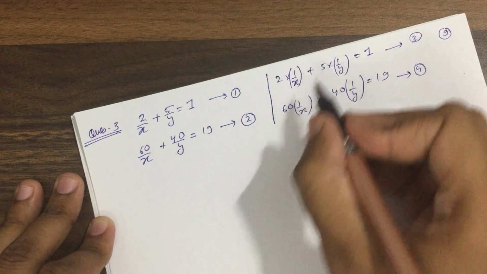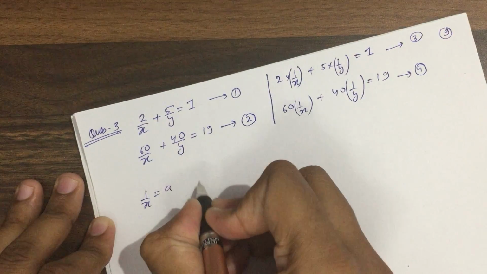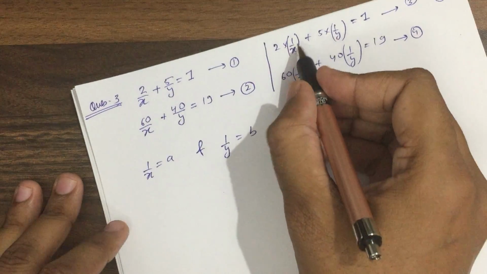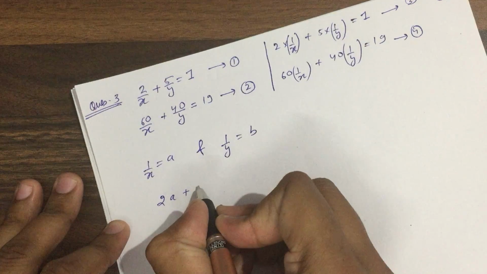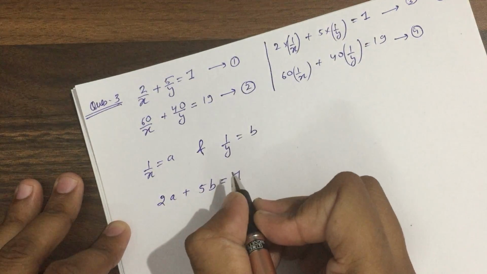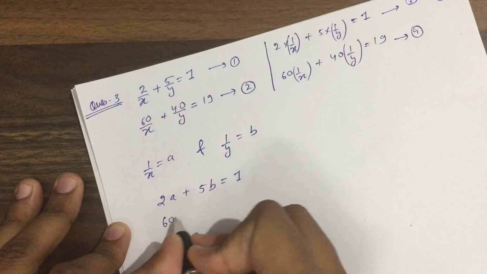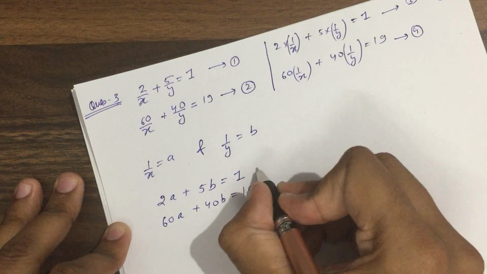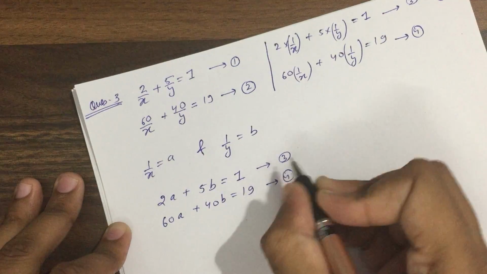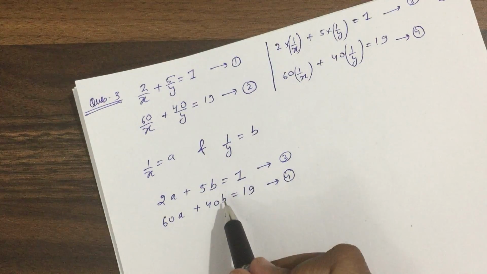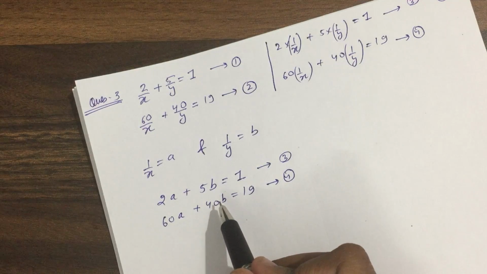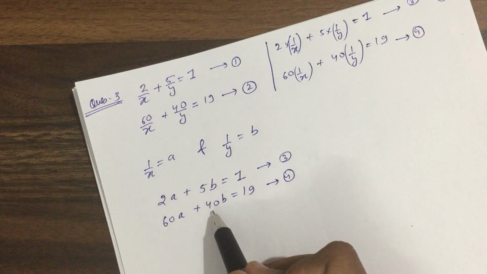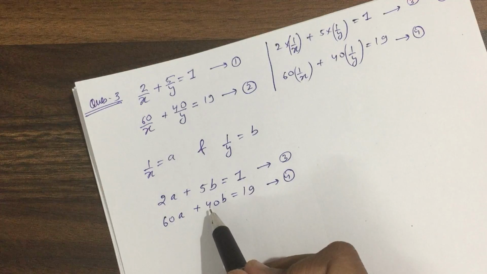We have to take 1 upon x is equal to a and 1 upon y equal to b. So when we do this, it will reduce to 2a plus 5b equal to 1 and 60a plus 40b equal to 90. Now these are linear equations in two variables. Okay. Now suppose we want to eliminate b. Then what we have to do? We have to make the coefficients of b the same. So we will take the LCM of 5 and 40. So the LCM of 5 and 40 will be 40.